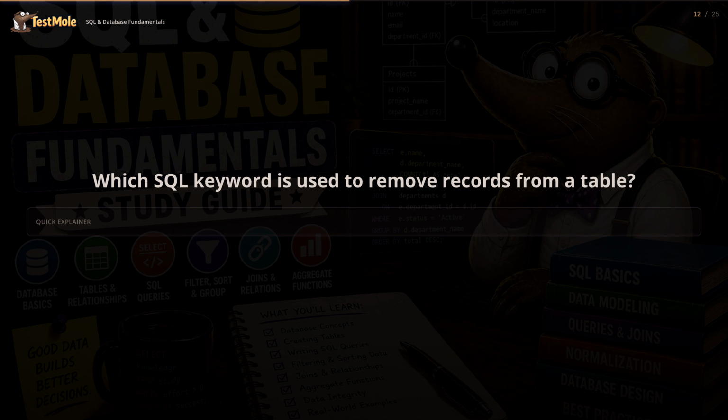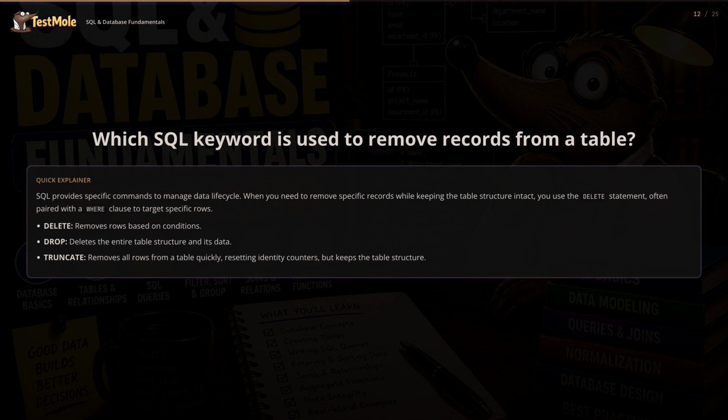Which SQL keyword is used to remove records from a table? SQL provides specific commands to manage data lifecycle. When you need to remove specific records while keeping the table structure intact, you use the delete statement, often paired with a where clause to target specific rows. Delete removes rows based on conditions. Drop deletes the entire table structure and its data. Truncate removes all rows from a table quickly, resetting identity counters, but keeps the table structure.